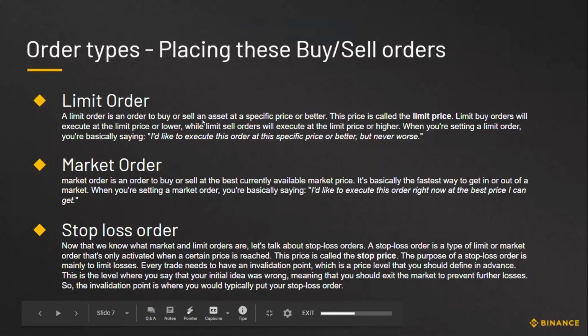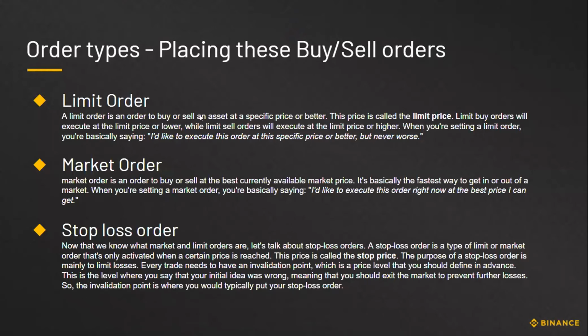Alright, so this is limit order. We've already talked about this. Market order, I showed you already how market order works. It means I want to buy at the price the market is at the moment. That's what I did when I was trying to buy Naira with BTC, or BTC with Naira. I just said to buy or sell at market order.